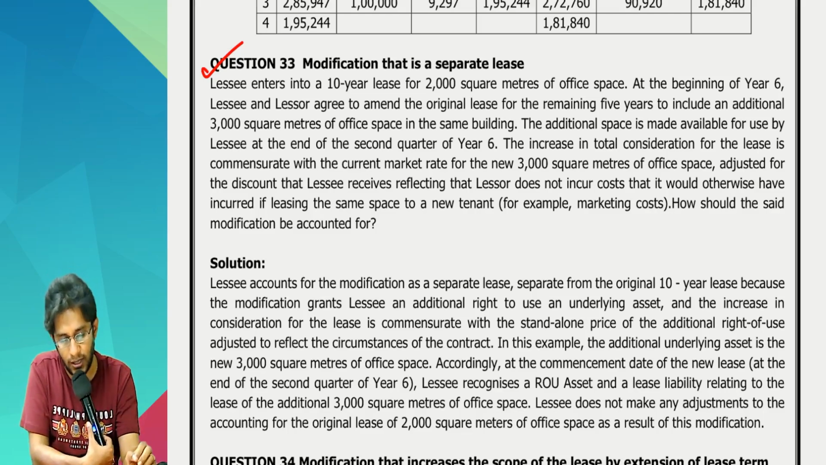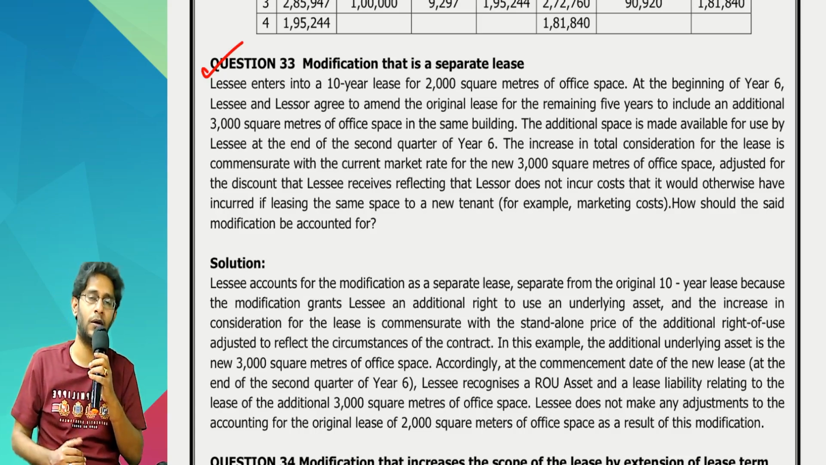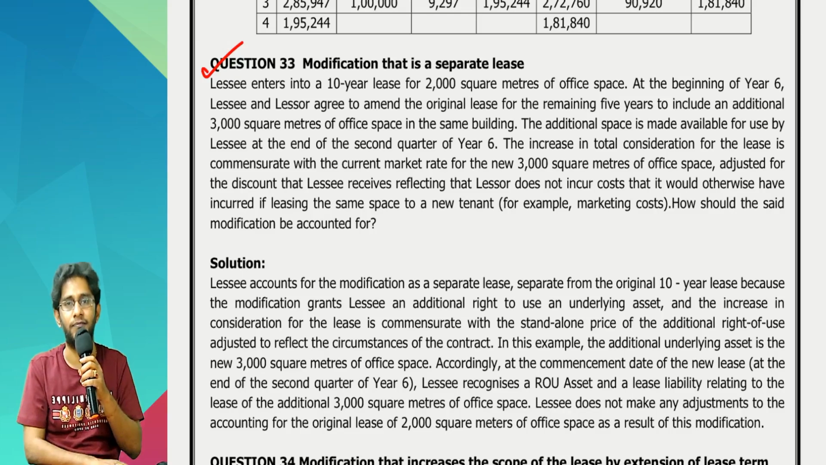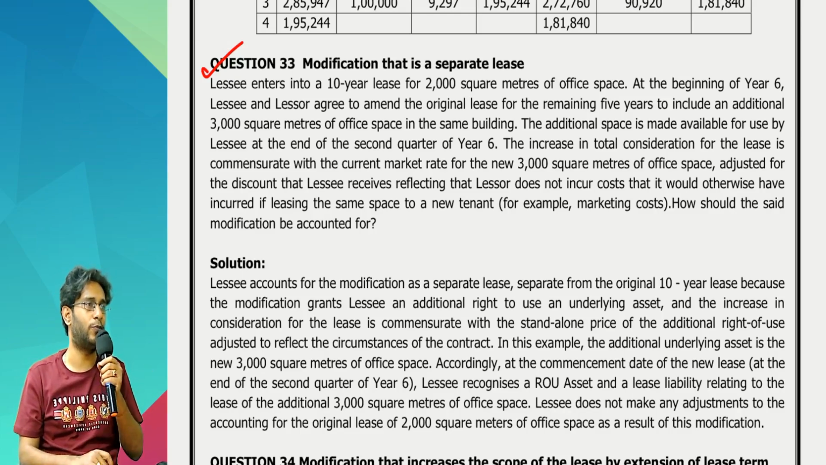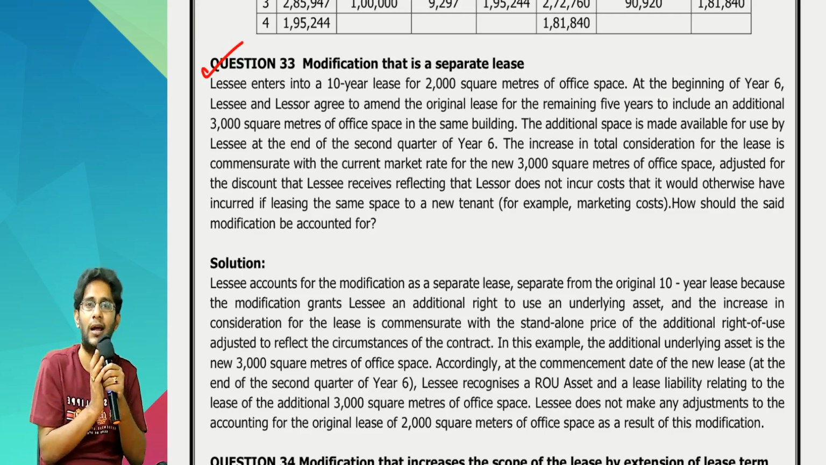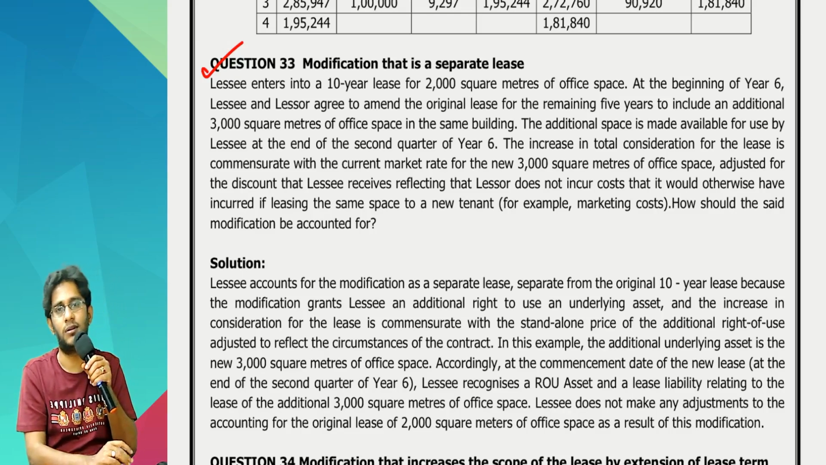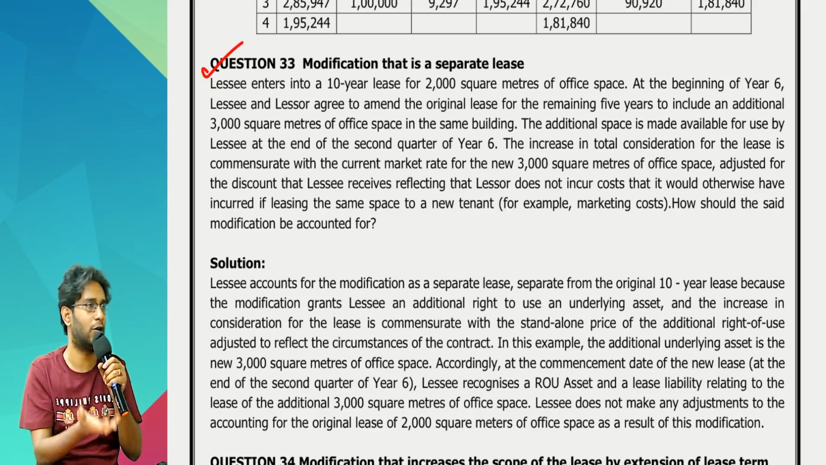Read. Adjusted for, that means market rate you are paying, but adjusted for discount that the lessee receives, reflecting that the lessor did not incur cost that it would have otherwise incurred if leasing the space to a new tenant, example marketing cost. What he says is, suppose sir, 4 floors is there, 3rd floor I am already operating. 4th floor recently one existing tenant vacated. Now what will the owner do? Again he has to put ads and tell the brokers, find me some new tenant. Before he did that, I went to him. I told him that sir 4th floor also I want. He says, I am not giving you any discount, whatever market rent is there, that only you have to pay.